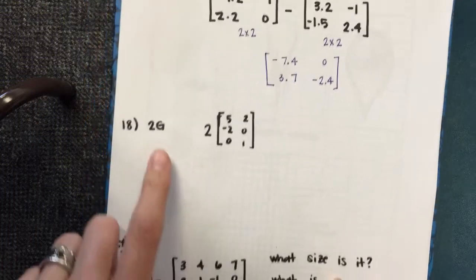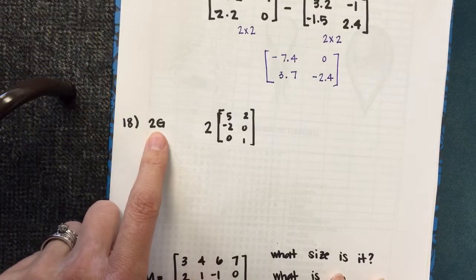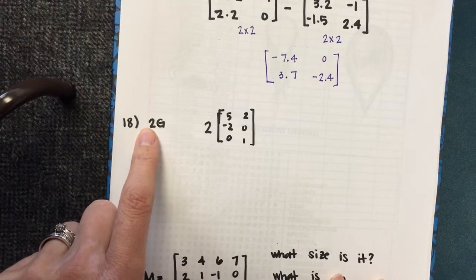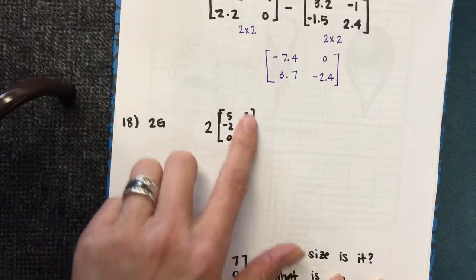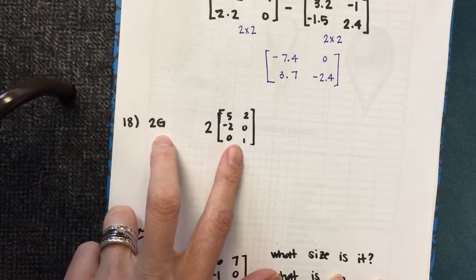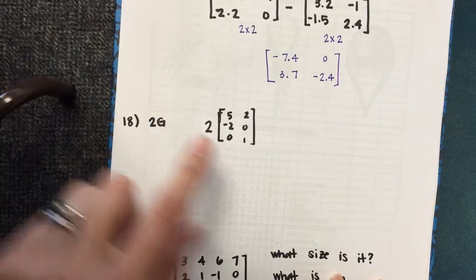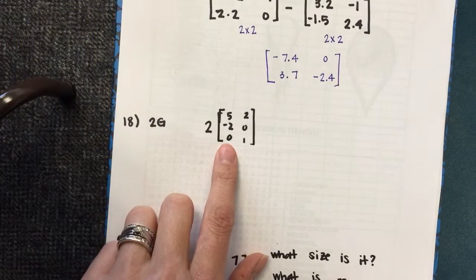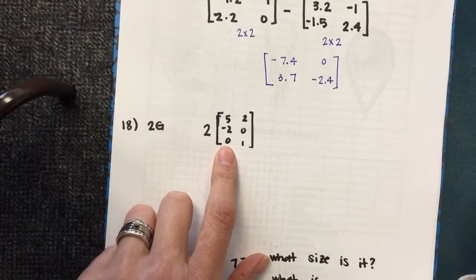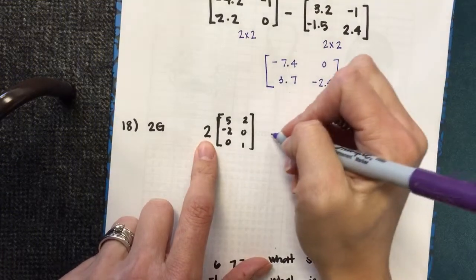Number 18 gives you a matrix G and asks you to find 2G. That's a scalar. 2 is a scalar. And I wrote G here for you. So these two mean the same thing. If they give you matrix G and tell you to find this, or if they write it like this, both of those mean to multiply every number in the matrix by 2.